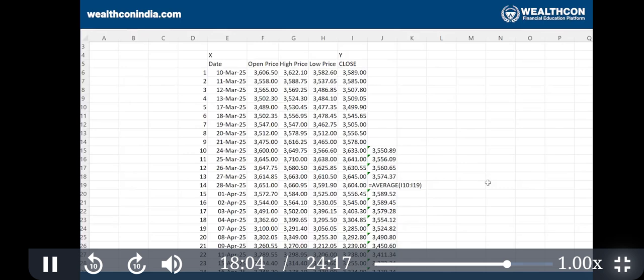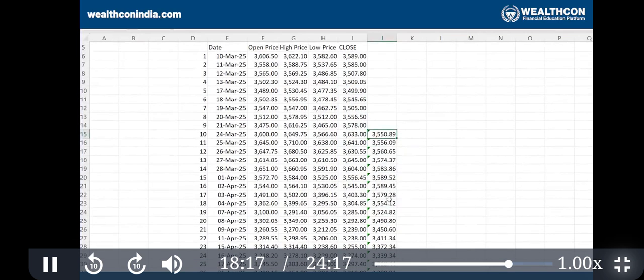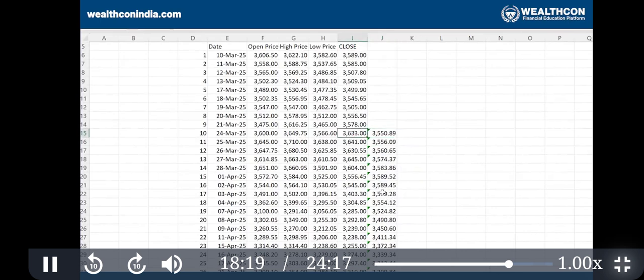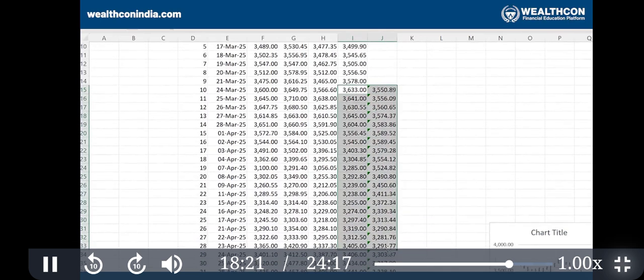So understand the difference between time frame and look back period. Look back period is the time period used to calculate an indicator, the data input. So this is the average. Let's plot the closing price and the average price together and see what we get.